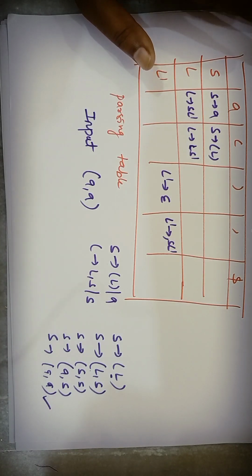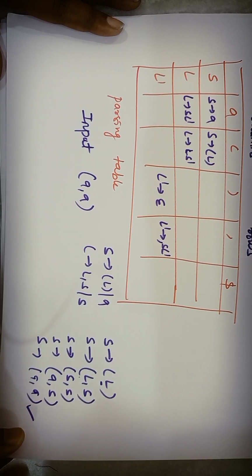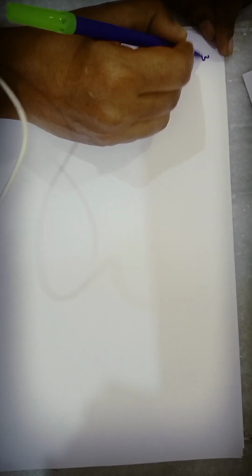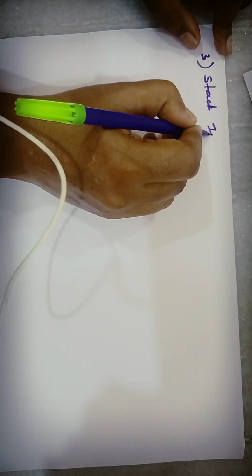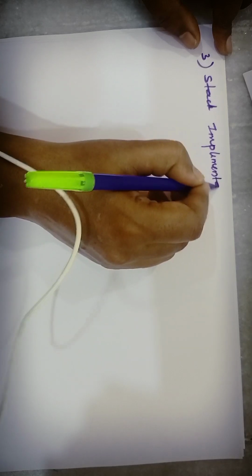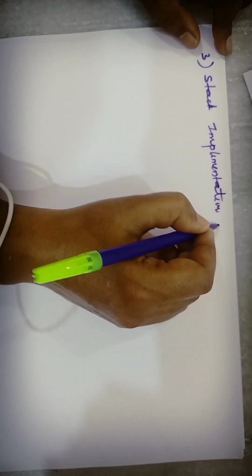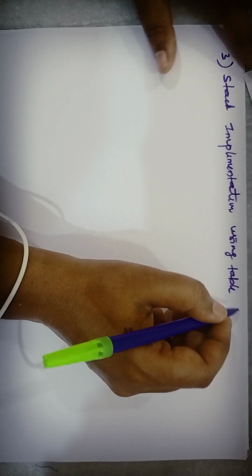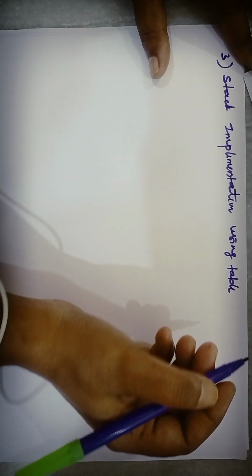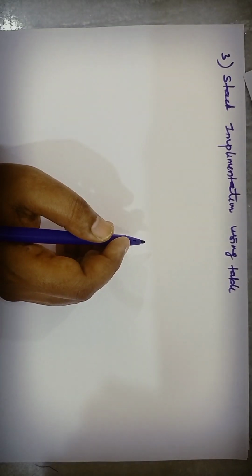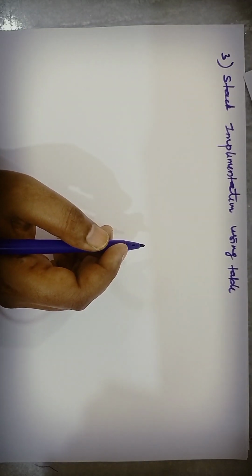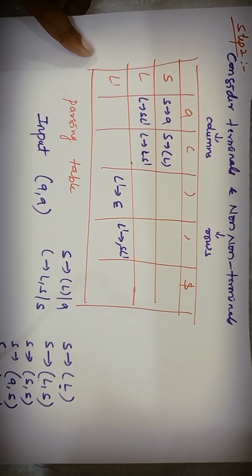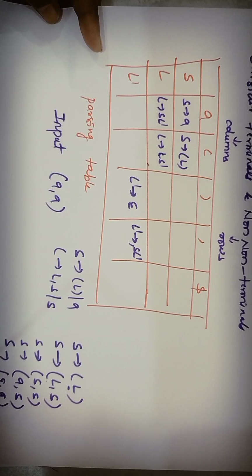So we have to construct the input parsing. That is the third step: the stack implementation using the parsing table. Every time we have to consider the parsing table. In that parsing table we have written all the productions, and by using this parsing table we are going to derive this a comma a string.